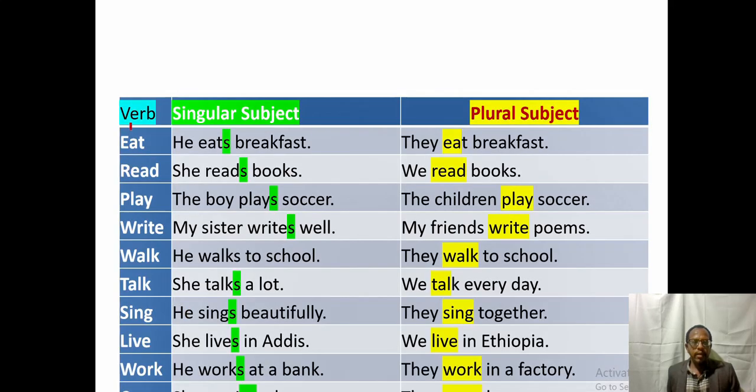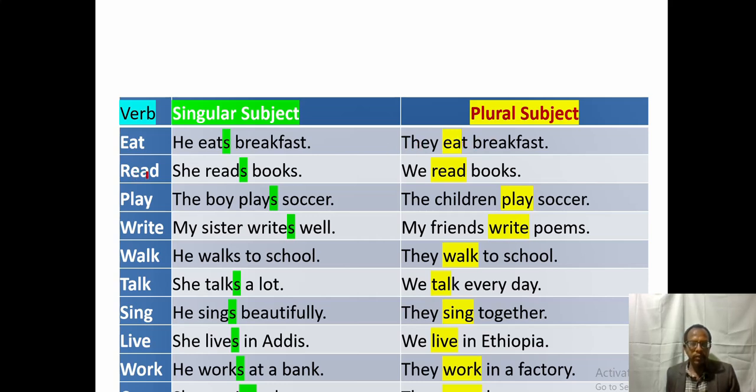Examples. Here, this column contains the list of verbs, and this shows singular subjects with sentences, and this column shows plural subjects. Okay, and the singular verb has been colored with green, and the plural subject has been shaded with yellow. So the singular subject is he, and the verb has s. Plural subject they, and the verb has no s.